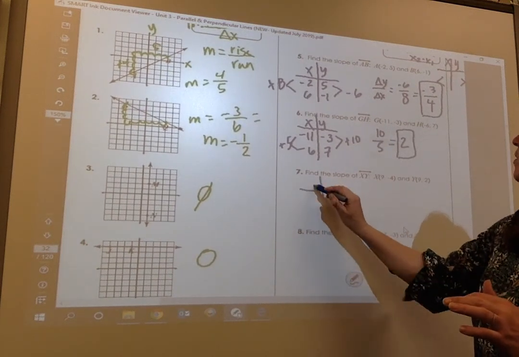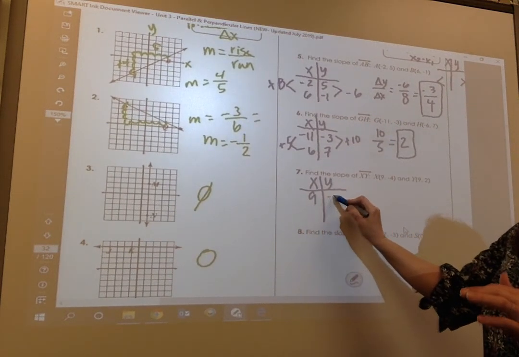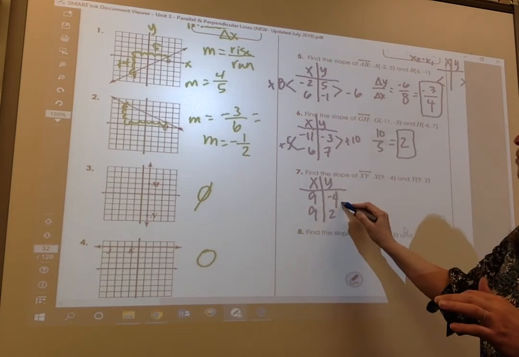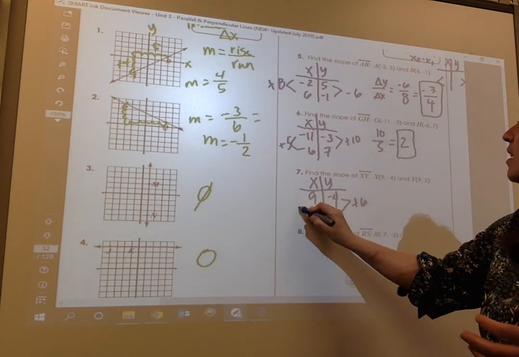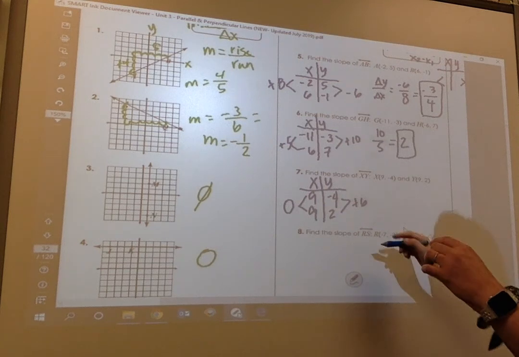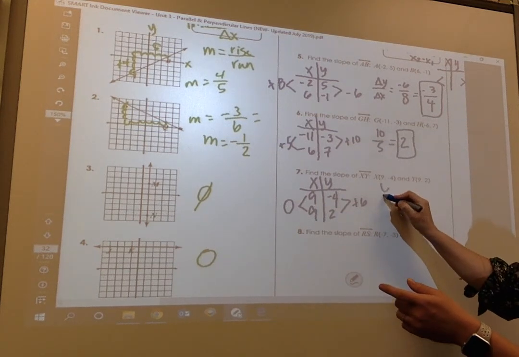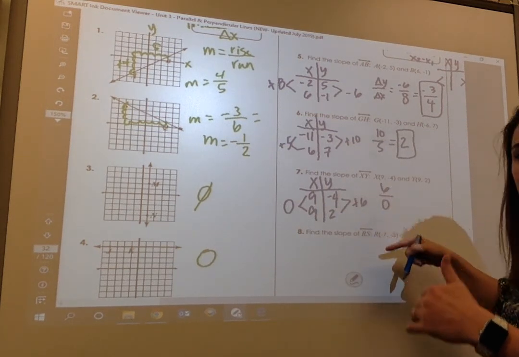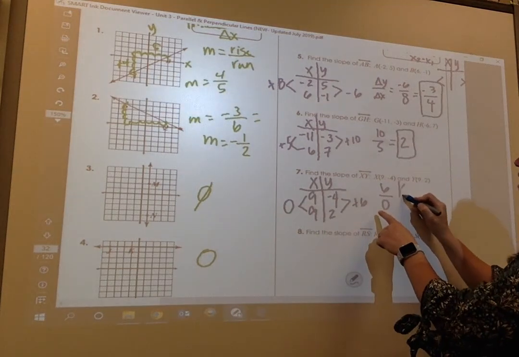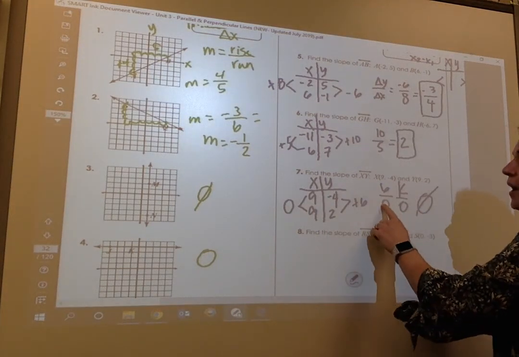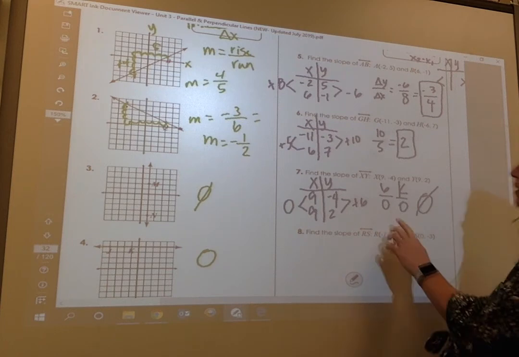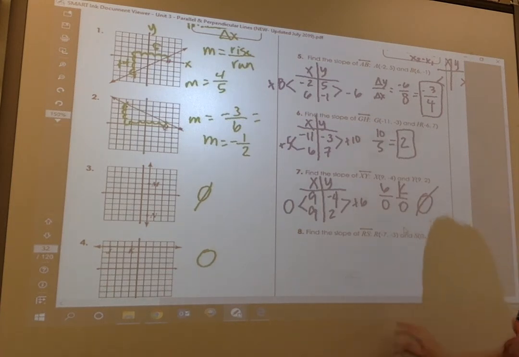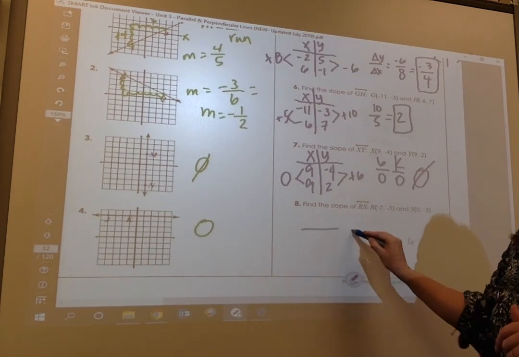Here, for my slope, here's x and y. (9, -4), (9, 2). Change in y is up 6. Change in x is 0. Remember, change in y over change in x, 6 over 0. It is not okay. This is a knockout. So that means it's undefined. You cannot divide by 0, right? So it is undefined.